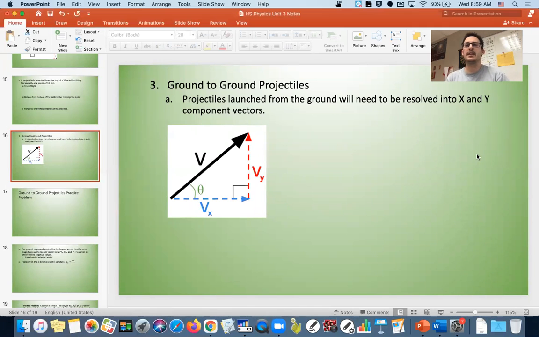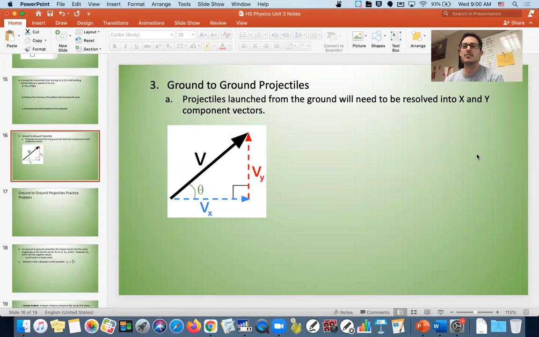All right, high school physics. Today we're going to talk about ground-to-ground projectiles. Think of a football being kicked, like on a kickoff or a punt, where the ball goes up in the air at an angle. We're going to treat that like a projectile, or a cannon being shot. That's another good example of a ground-to-ground projectile.